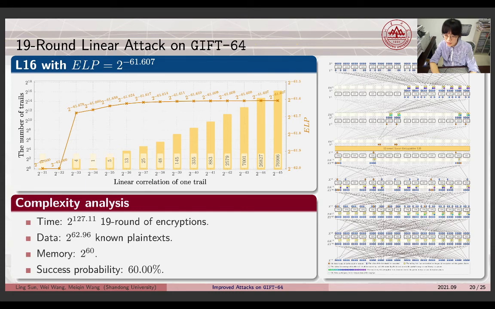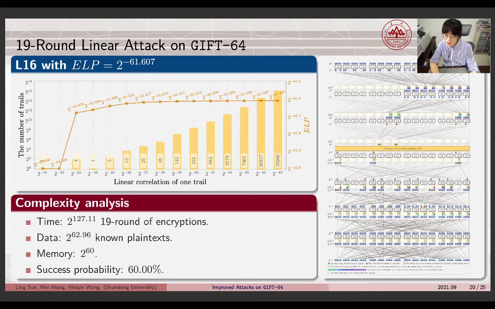The time complexity of the attack is about 2^127.11 19-round encryptions. The data complexity is 2^62.96 known plaintexts. The memory complexity is roughly 2^60, and the success probability is 60%.